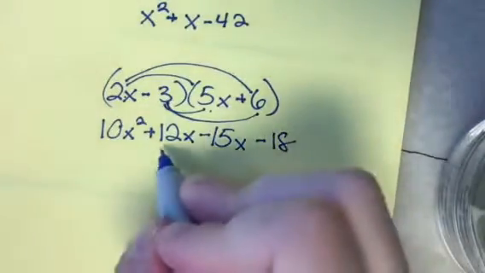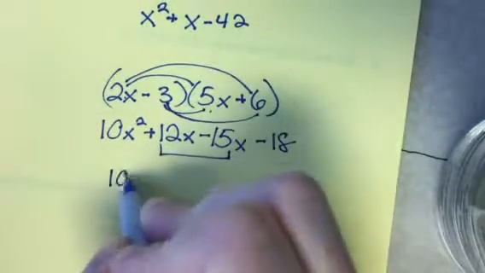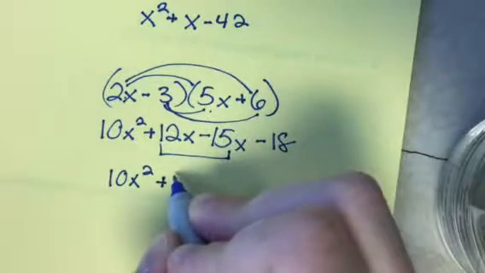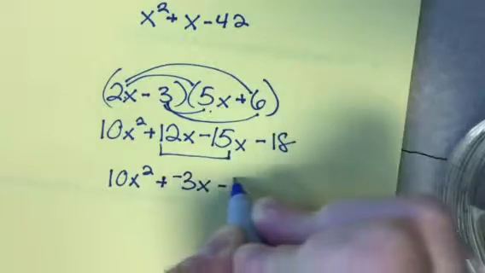I look, can I combine? Combine those two in the middle. So I get 10x squared, 12x minus 15x is negative 3x, minus 18.